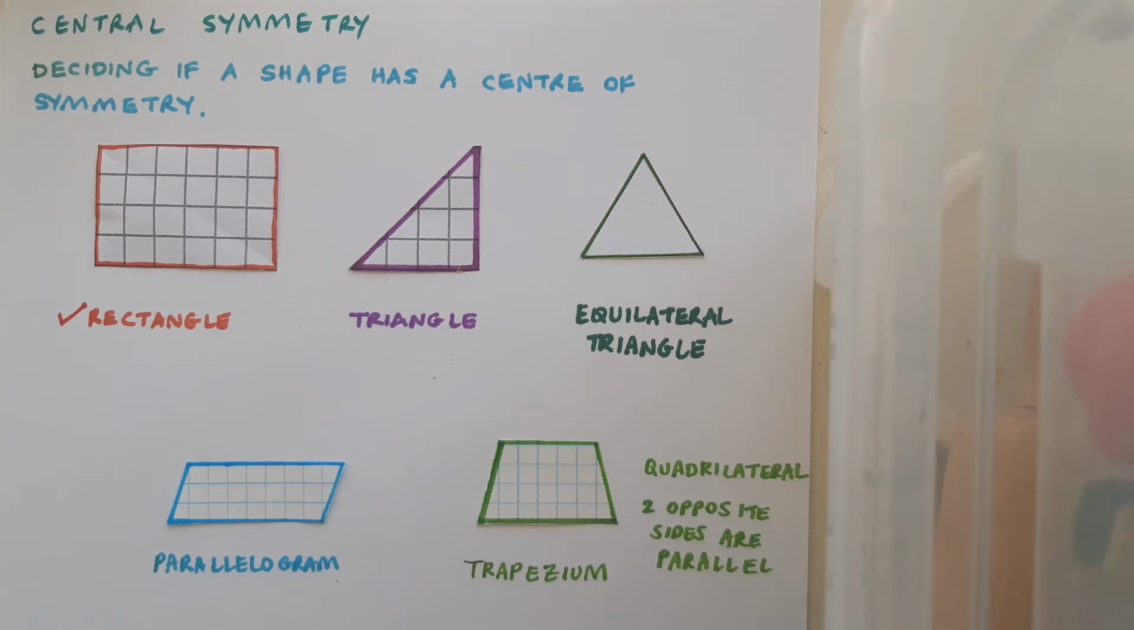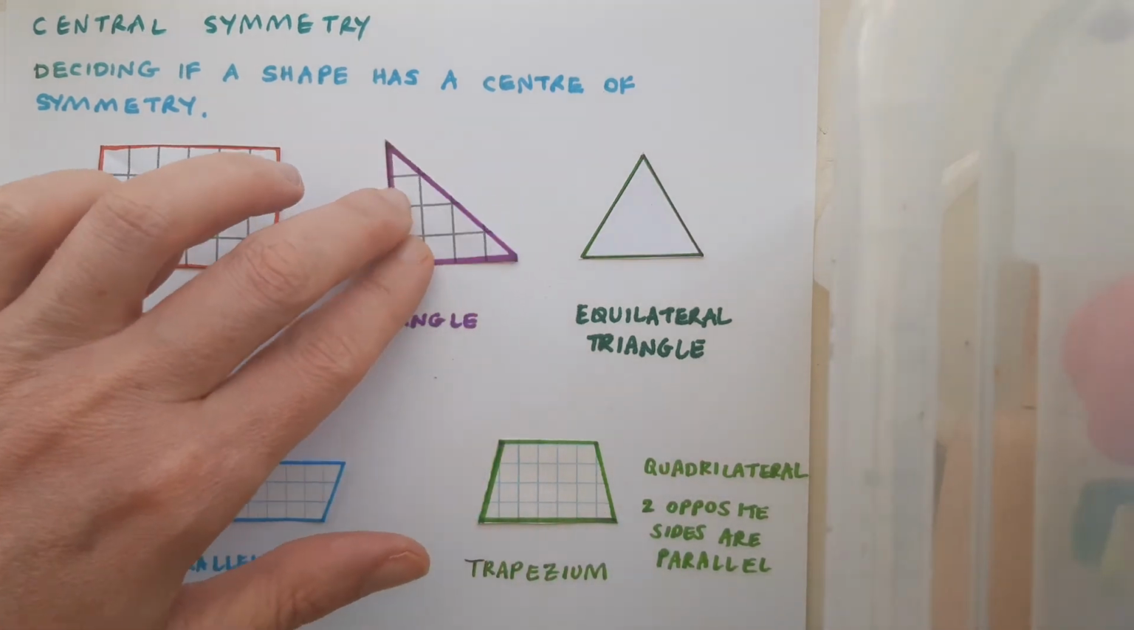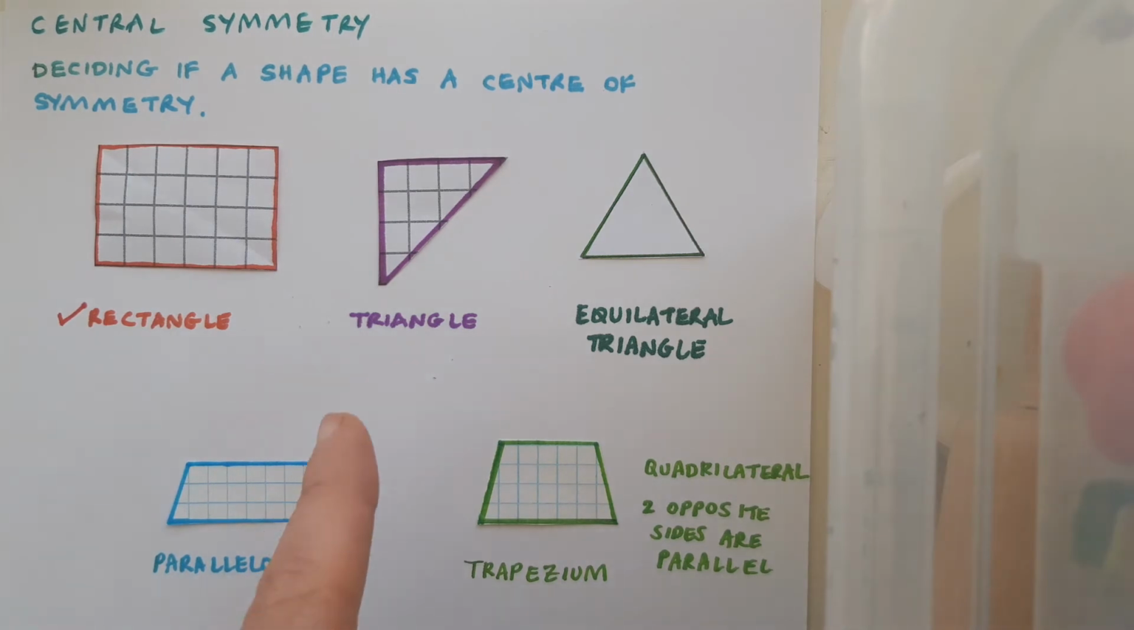Next, I look at my triangle. If I turn my triangle through 180 degrees, is it going to look exactly the same as it does now? The result that I have is still the same triangle, but it doesn't look the exact same as it looked originally. So this triangle does not have a center of symmetry.